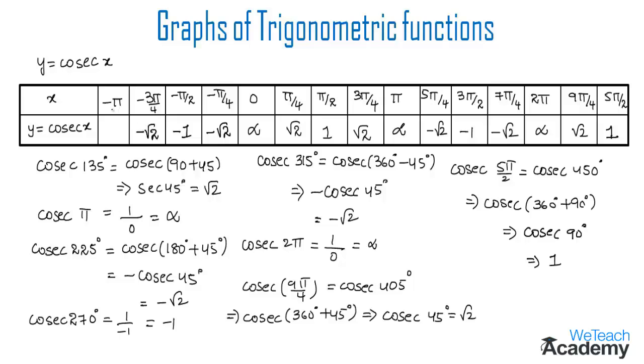And then the value for cosecant minus pi will be equal to minus of the value of cosecant pi. So minus of infinity is minus infinity. So here we get minus infinity as the value of y for x equal to minus pi. So these are the values of y corresponding to the different values of x for the equation y equal to cosecant x. And now let us plot these order pairs in a coordinate plane.